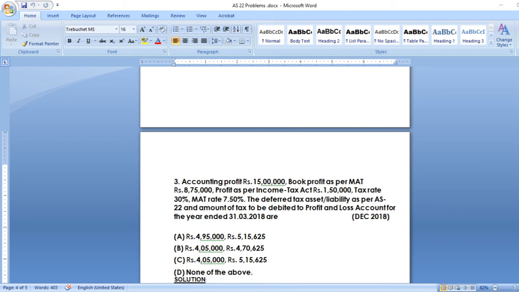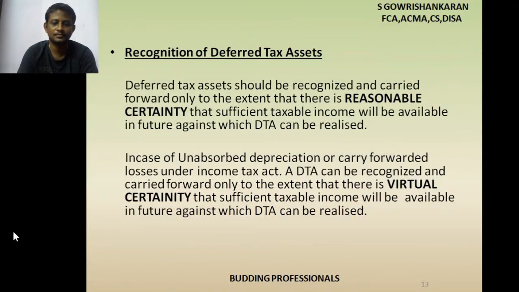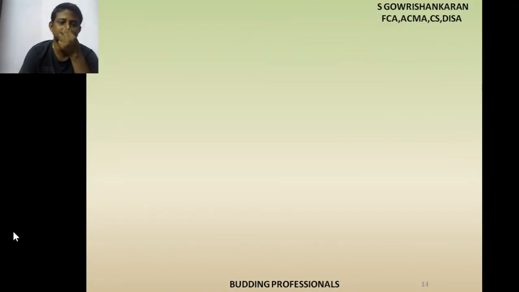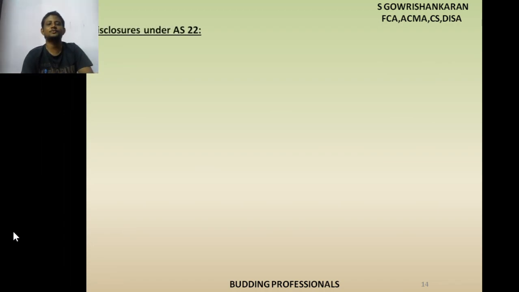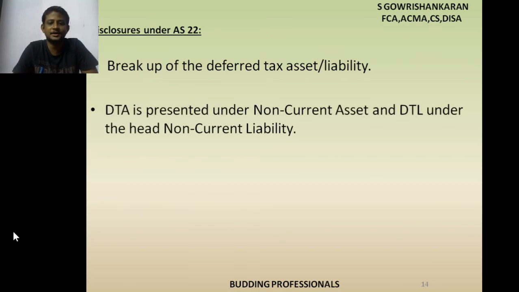I'll come to the disclosure part. So disclosures under AS 22. What should be disclosed under AS 22? Simple. What is the deferred tax asset and liability? The breakup should be disclosed below your financial statement. And also DTA is presented under non-current assets and DTL is presented under non-current liabilities. You have to present this in your financial statement as per Schedule 3.